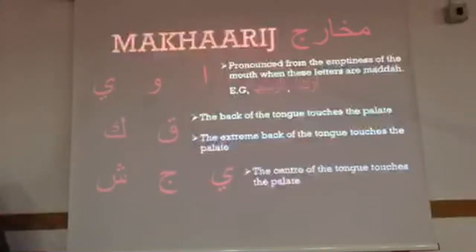Next, Sheen and Ya. When you say these, you can feel that your tongue is touching your palate. So for these three letters, the mouth comes together and the tongue touches the top of the inside of the mouth. The palate refers to the top part of the inside of the mouth. That's where these three letters come from, and all of them are smiley. So we're going to say it: Jeem, Sheen, and Ya.